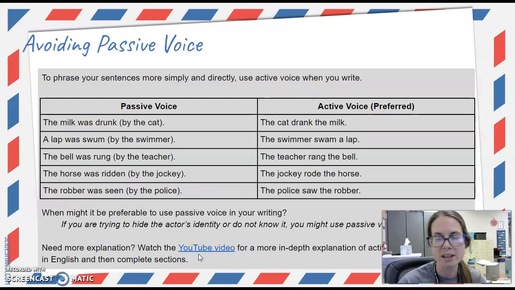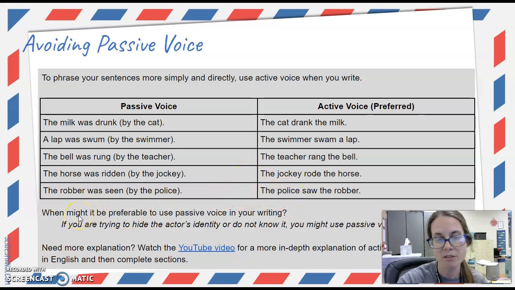So you want to avoid passive voice because it sounds awkward and it's too mysterious when you're trying to know who did what. To phrase your sentences more simply and directly, use active voice when you write. That means have somebody or something who can do an action at the beginning. So, the milk was drunk can turn into the cat drank the milk. A lap was swum can turn into the swimmer swam a lap. The bell was rung, the teacher rang the bell. The horse was ridden, the jockey rode the horse. The robber was seen, the police saw the robber.